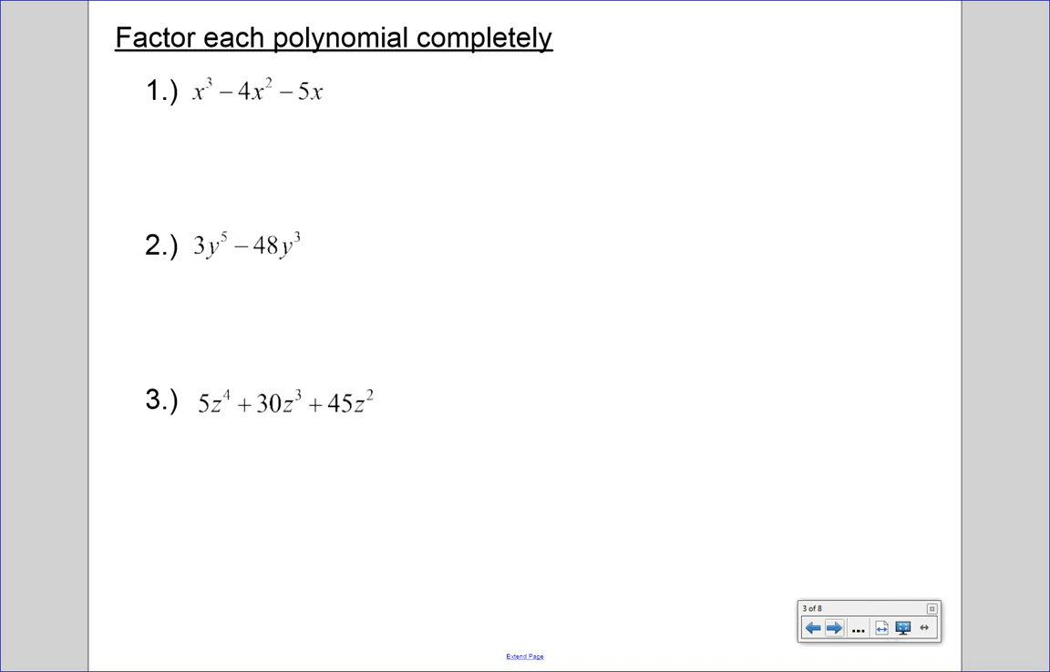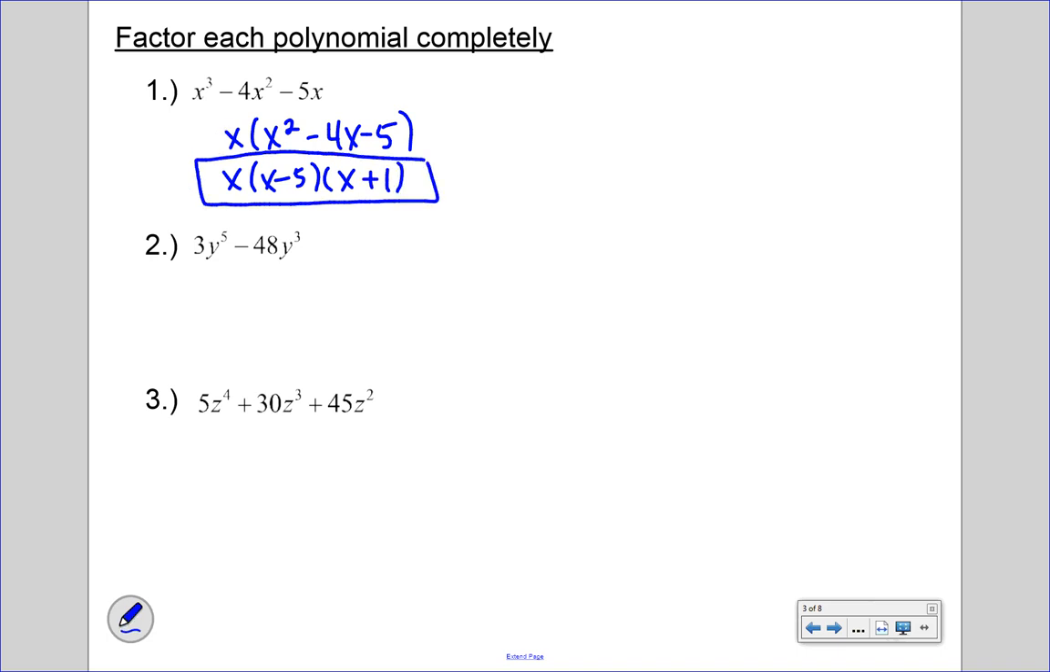So the first thing we have to do is, is there anything that we can factor out of both of them? Is there a common monomial that we can factor out? For number 1, the common monomial is x. So we can make this x times x squared minus 4x minus 5. And then we have to look inside at this trinomial to see if we can factor it, which we can. So this turns into x times x minus 5 times x plus 1. There's nothing else that we can factor, so we are finished.